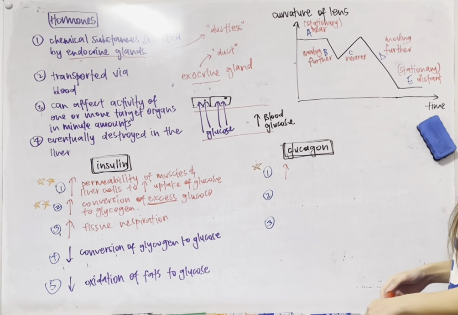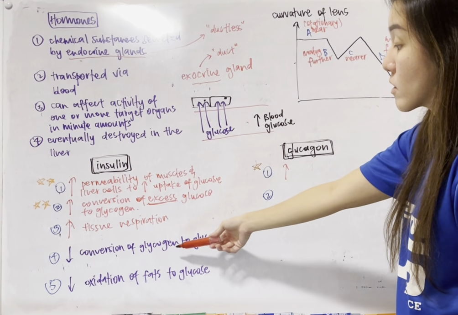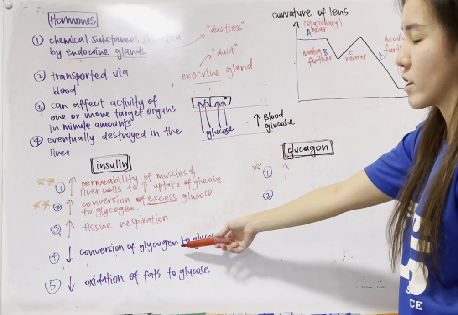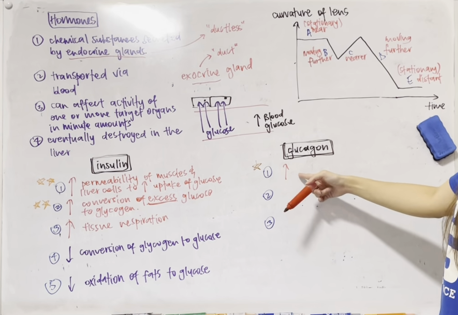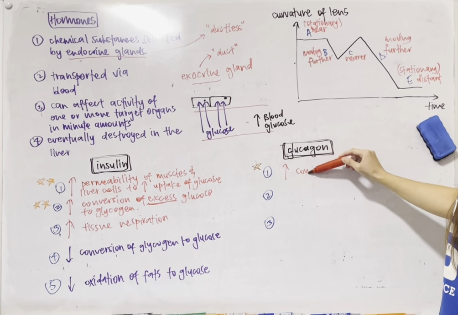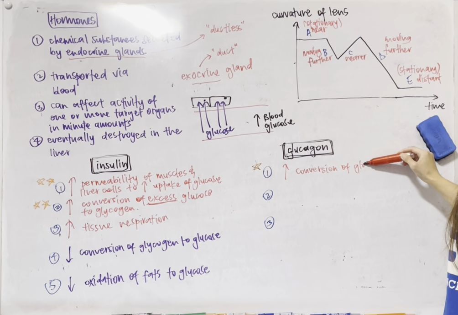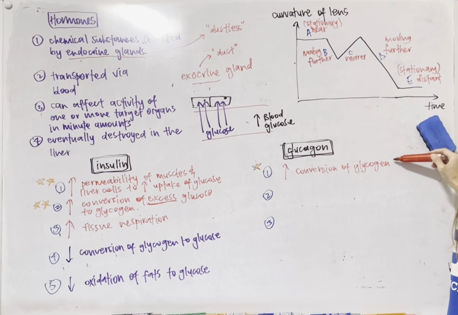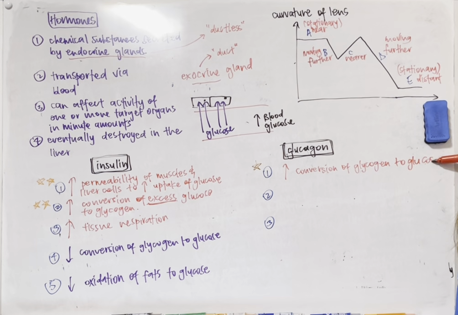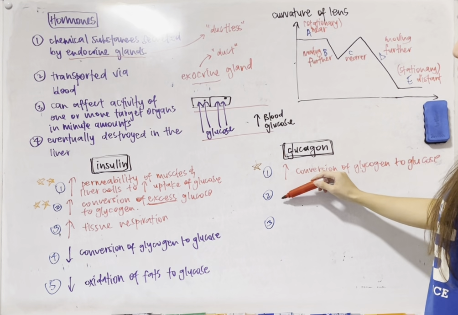The first function: I said insulin decreases conversion of glycogen to glucose, so glucagon will actually increase conversion of glycogen to glucose. It is the exact opposite. That's why if you study one, you will study the other already. Be smart in your learning, that means more efficient.